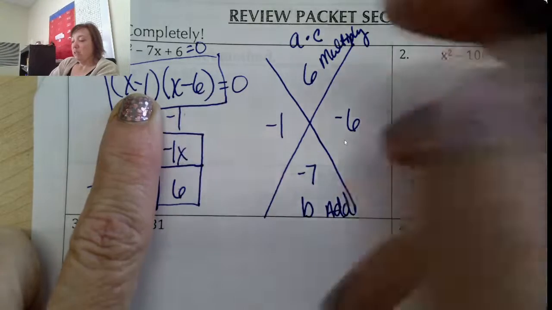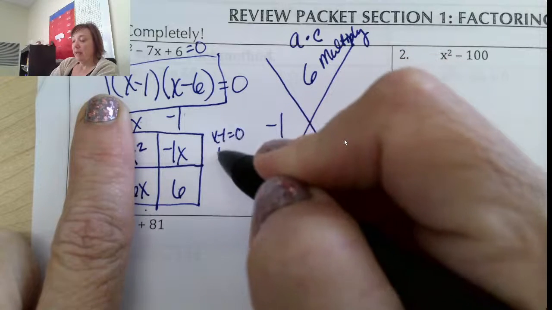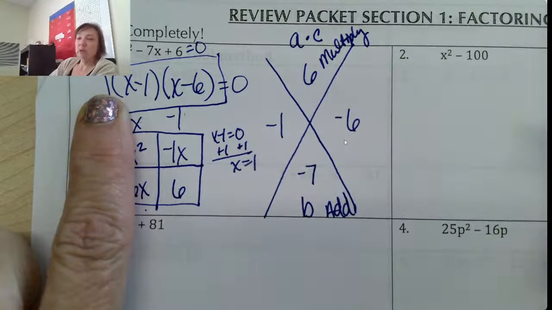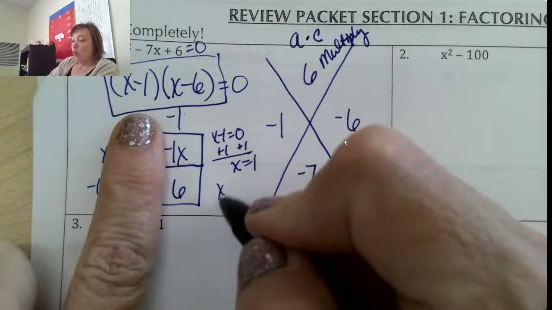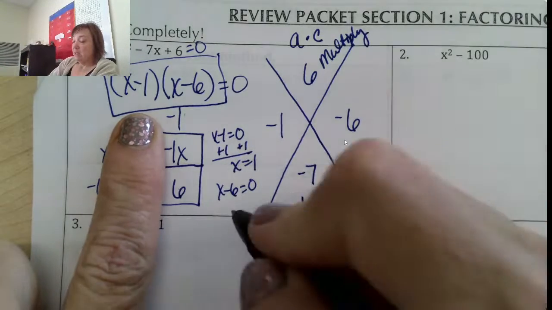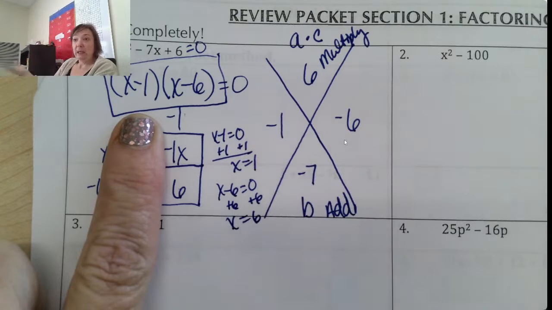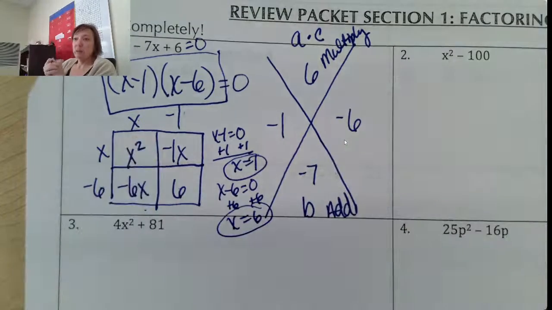So that means that we would set it up as x minus 1 has to equal 0 and solve that. So we'd say, oh, well, then x is 1. Because what's 1 minus 1? And then we would say, oh, or it could be that x minus 6 is 0. And if x minus 6 is 0, what would x be in that case? Oh, x could be 6. Okay? And if we were graphing, those would be our x-intercepts.